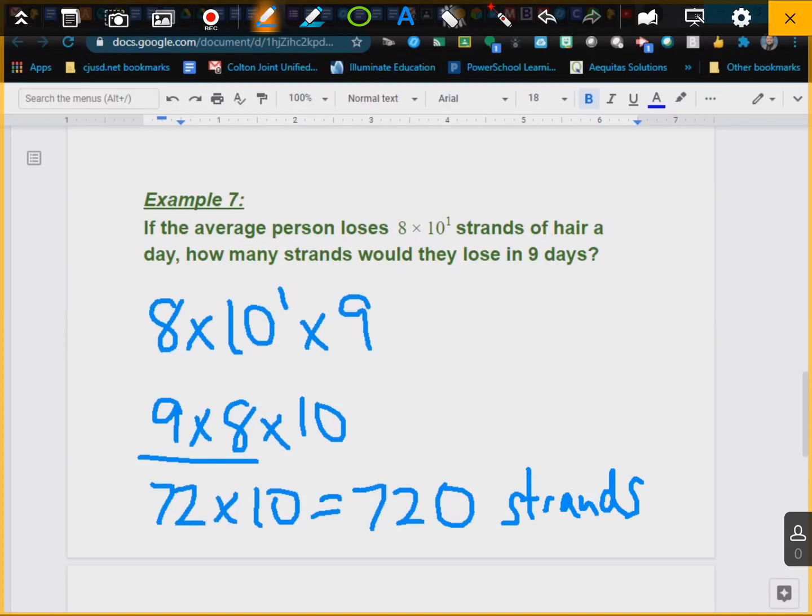This is why the properties are so important, and this is why your multiplication facts are important. Okay, it helps make the problem easier.